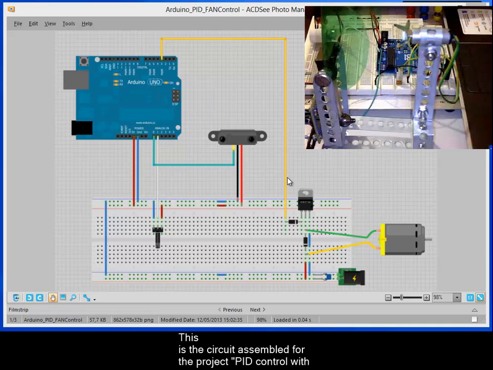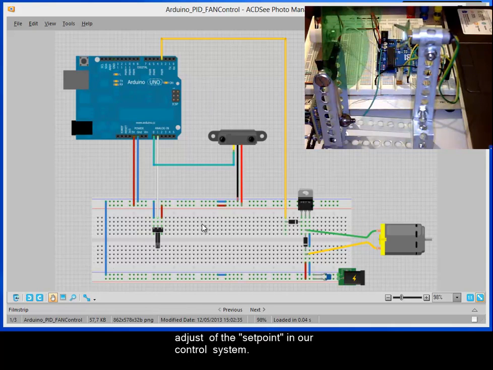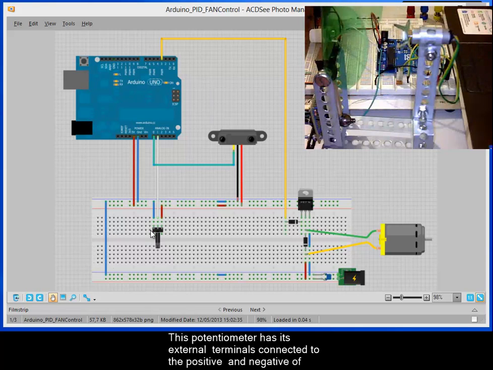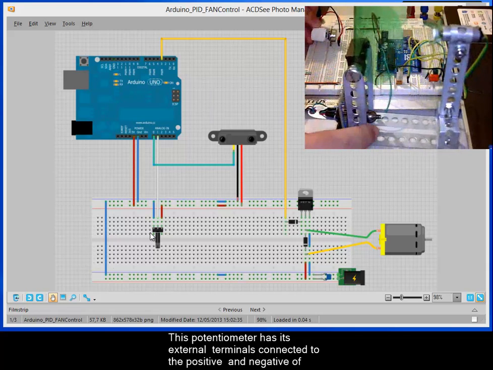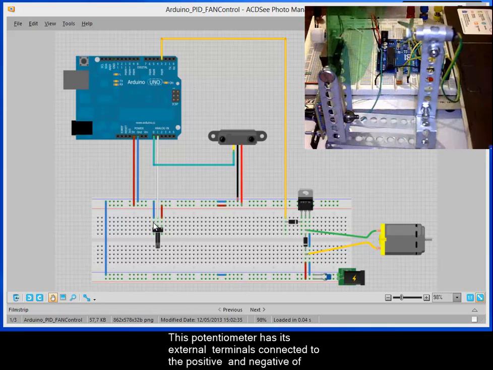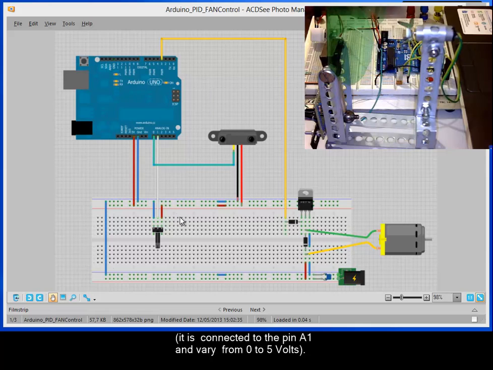This is the circuit assembled for the PID control project with the Arduino. First, we can see that there is a potentiometer which adjusts the set point in our control system. This potentiometer here, in my circuit, in my breadboard, adjusts the set point. Its external terminals are connected to the positive and negative of the Arduino's power supply. The central terminal is an output signal to the Arduino. It is connected to the A1 pin and its signal varies from 0 to 5 volts.